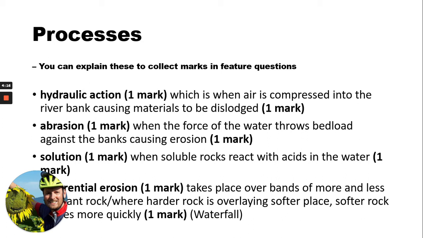The last one there we have covered before on coast is differential erosion. This particularly would be talked about when you're talking about a waterfall formation. That's where you bring this one in. It takes place over bands of more and less resistant rock, where harder rock is overlying softer rock. Softer rock erodes more quickly. That would be a key bit. So the softer rock erodes more quickly than the harder rock, and you've got these bands of hard and soft rock.